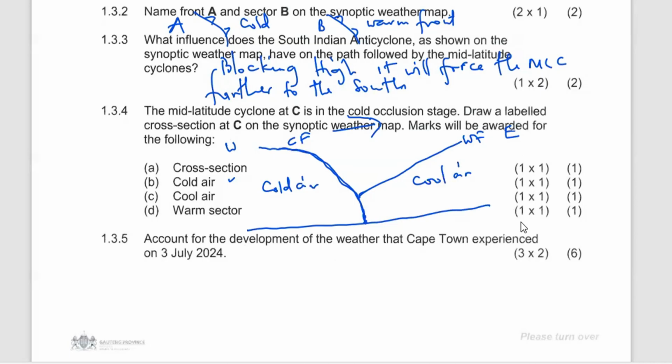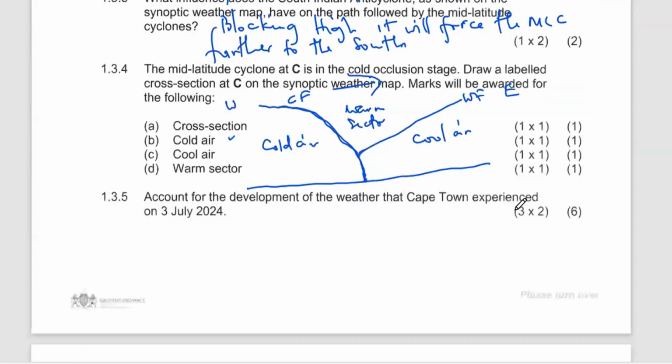And where is our warm sector? Our warm sector comes here. So that's basically how it looks like. It's cold air behind the cold front, and in between the warm front and the cold front, there is a warm sector, which is a zone of warm air being uplifted. Then there is cool air ahead of the cold front, like this. That is basically what qualifies you to get the 4 marks for the illustration.